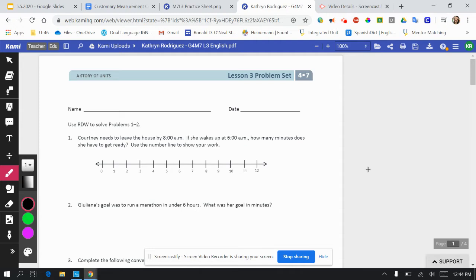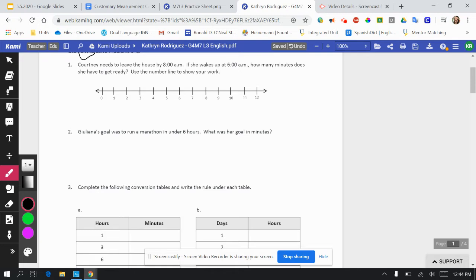All right. We've got some RDW to get us started, looking at real life situations where we use time to talk about situations. Number 1, Courtney needs to leave the house by 8 a.m. If she wakes up at 6 a.m., how many minutes does she have to get ready? Use the number line to show your work.